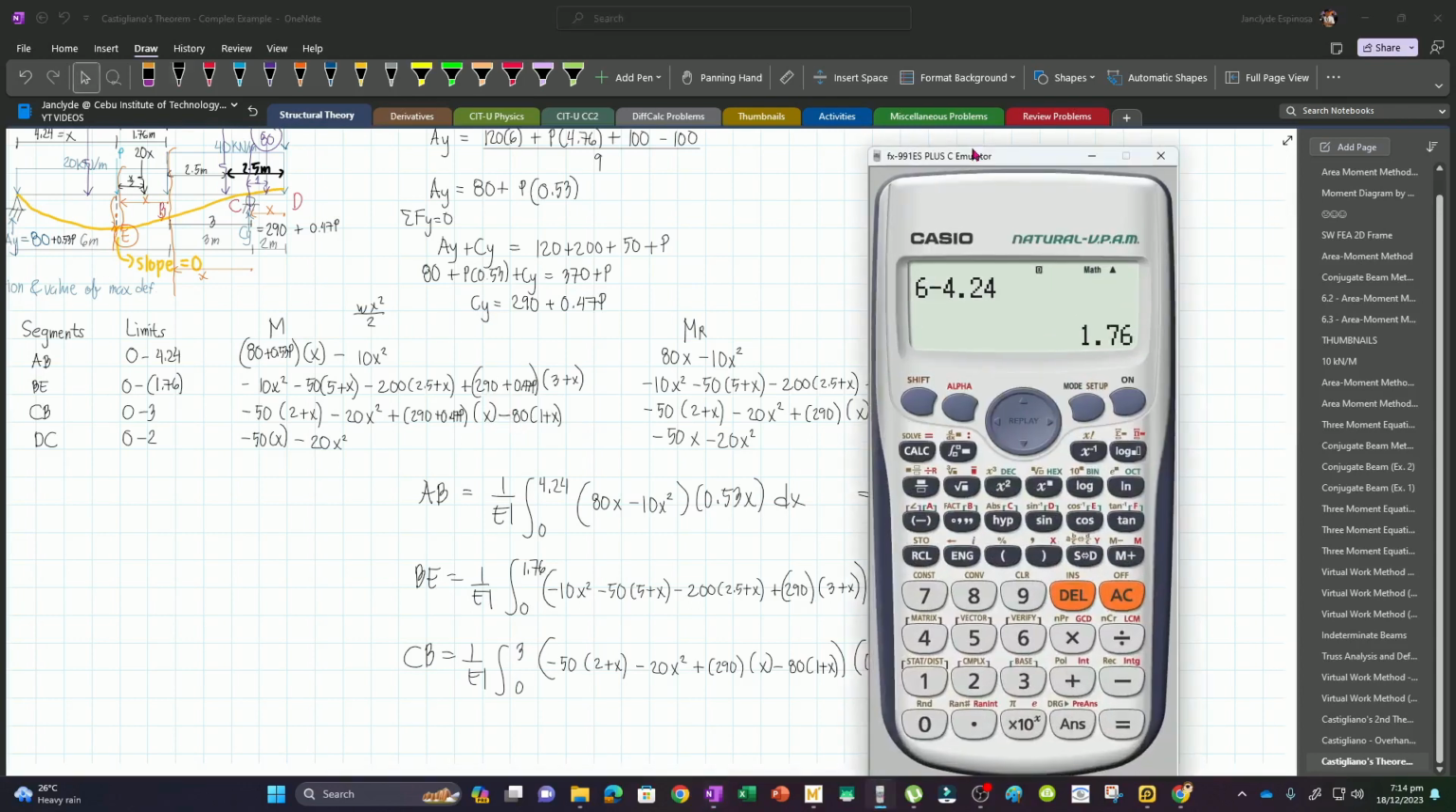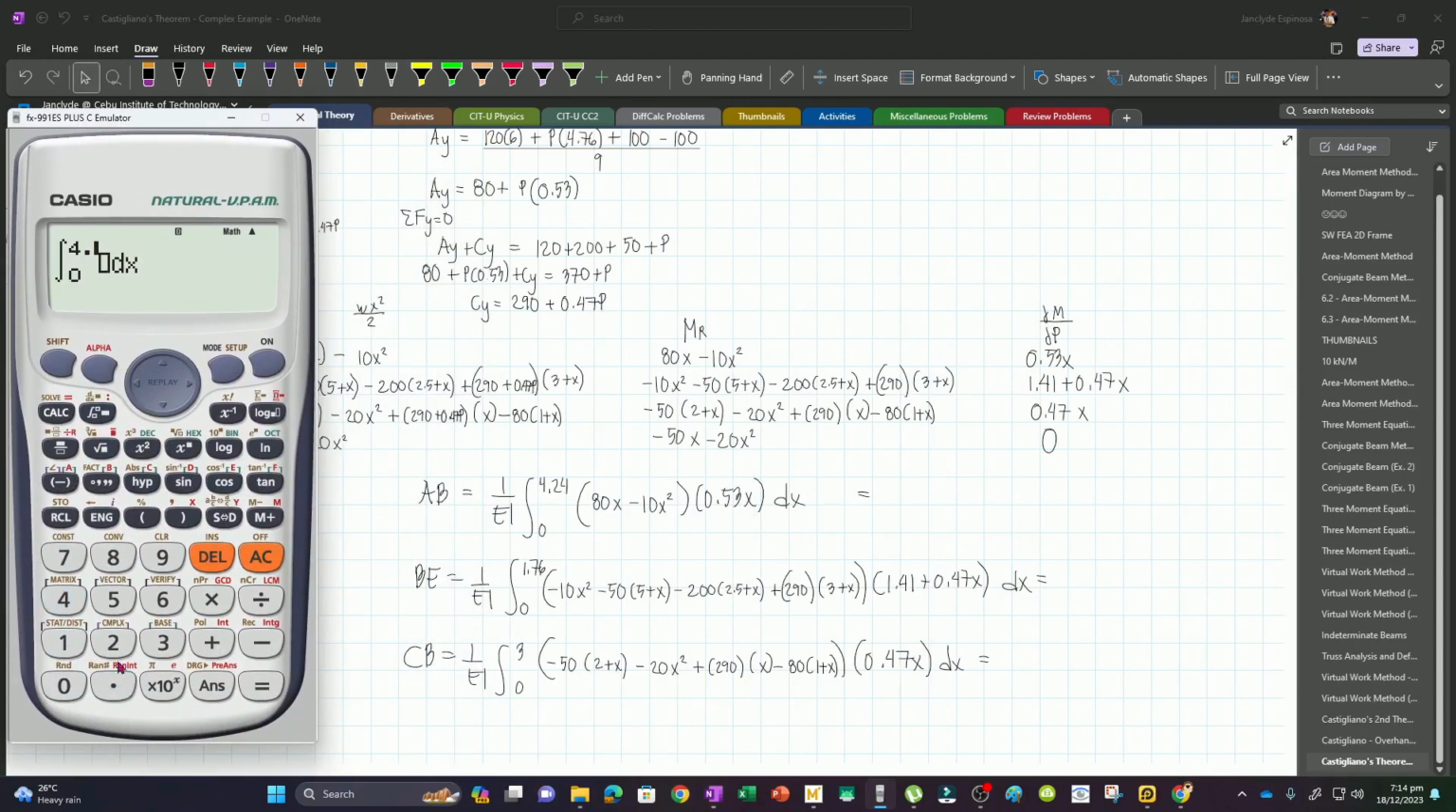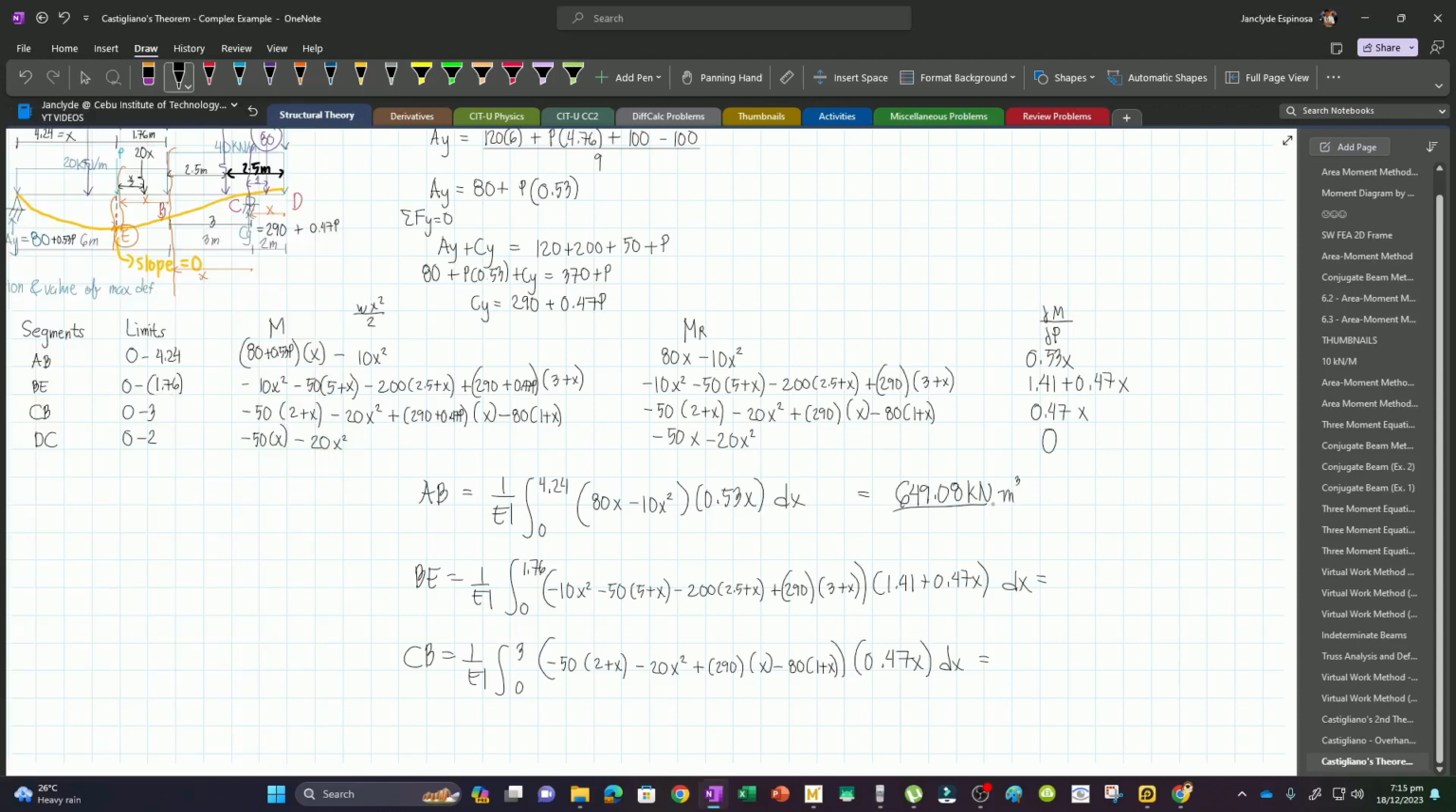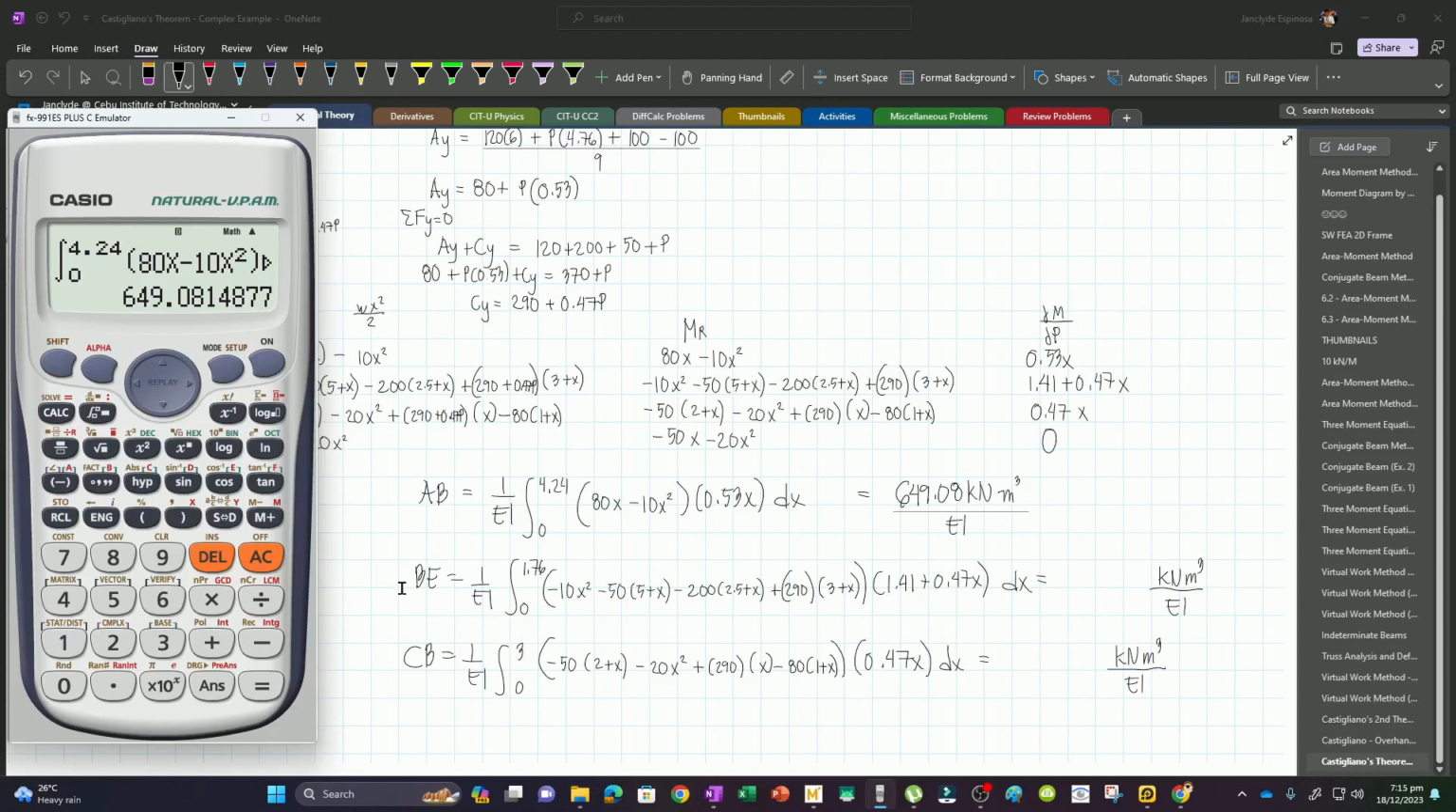So let's just use our calculators and then we have 0 to 4.24 and then 80x minus 10x squared times 0.3x. And so that will give us 649.08. And then this will be knm cubed over EI. Saka ito din. Now for the second one, we have BE from 0 to 1.76 and then negative 10x squared minus 50 times 5 plus x minus 200 times 2.5 plus x and then plus 290 times 3 plus x. And then we will multiply that one by 1.41 plus 0.47x. And so that will be 469.76.